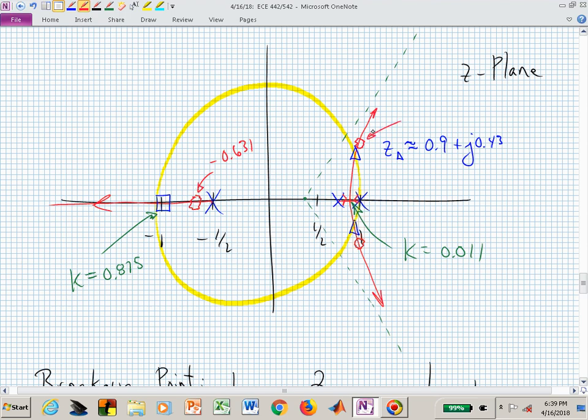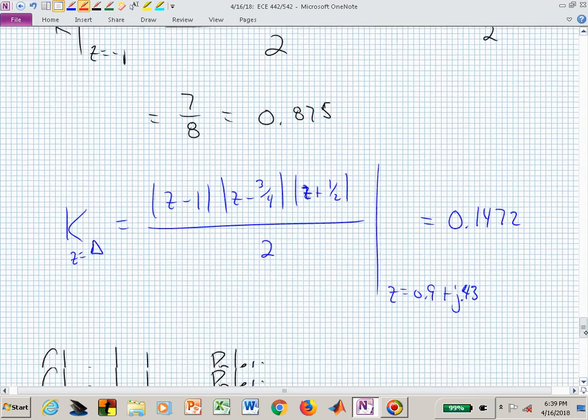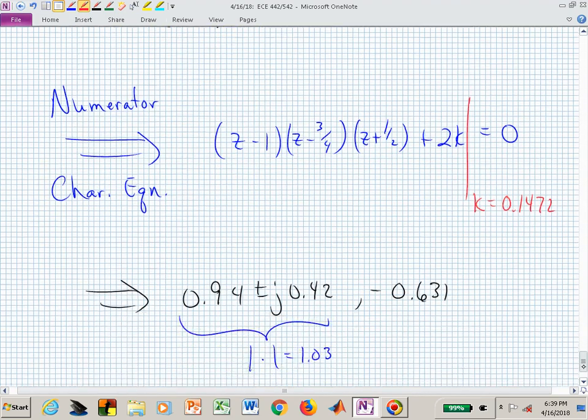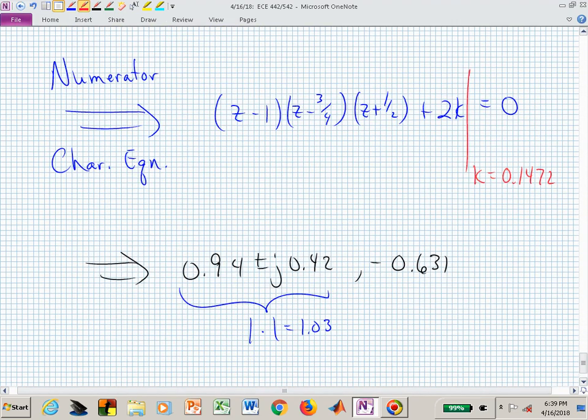These clouds are the 0.94 plus j 0.42. So that's the gain k, and that's getting me a little bit beyond the unit circle because I calculated the magnitude of those clouds, and they ended up being a magnitude of 1.03. So that's a little bit beyond my stability.